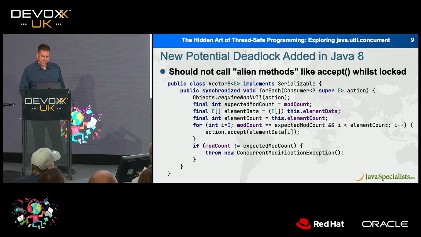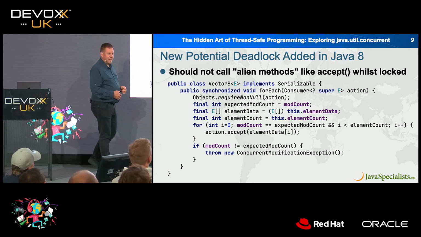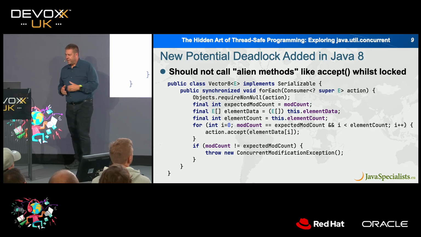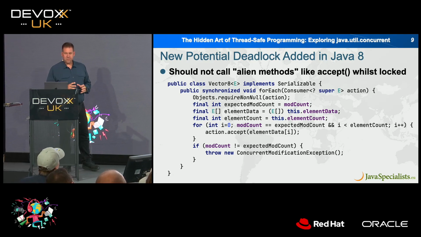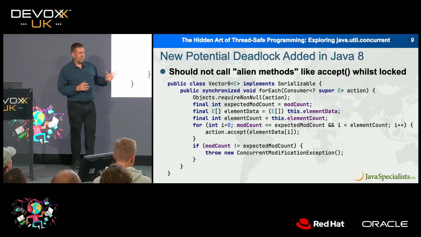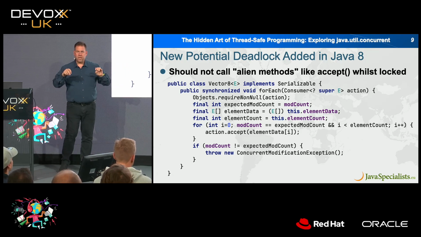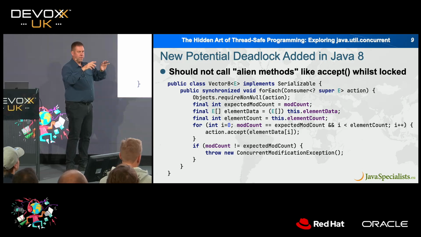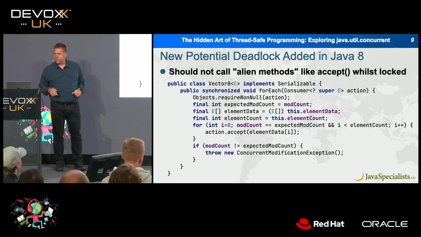But we went over to Java 1.8, and here they have the forEach method, which is synchronized. And they're calling the accept method whilst holding the lock, which means that it's very easy to cause a deadlock with the Java 8 Vector. You simply have two vectors, two threads. Each vector in the forEach loop is calling, for example, contains on the other vector. And so you can very easily cause a deadlock.